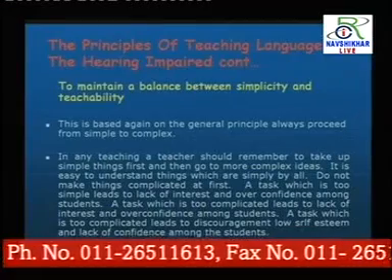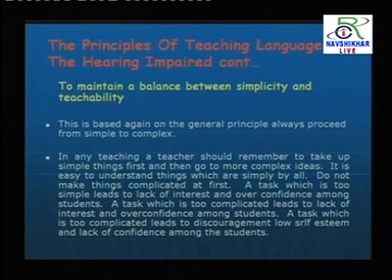Next is to maintain a balance between simplicity and complexity. This is based again on a general principle: always proceed from simple to complex. In any teaching, a teacher should remember to take up simple things first and then go to more complex ideas. It is easy to understand things which are simple. Do not make things complicated at first. A task which is too simple leads to lack of interest and overconfidence among students. A task which is too complicated leads to discouragement, low self-esteem and lack of confidence among the students.